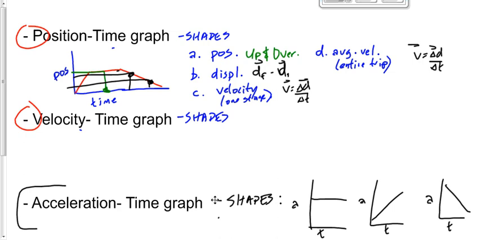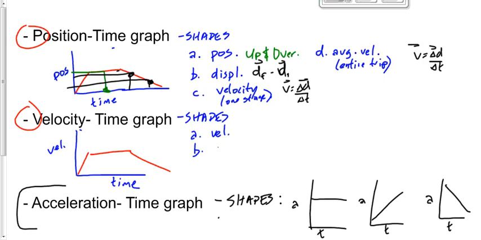So we got a velocity time graph now. We got a similar shape here. Looks like this. What do we got to find from this one? You got to be able to find the velocity at a specific moment, the change in velocity, the acceleration, and the displacement. Velocity is up and over, just the same as position was before.